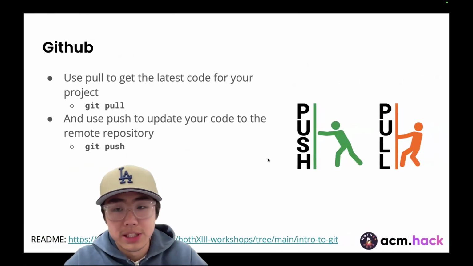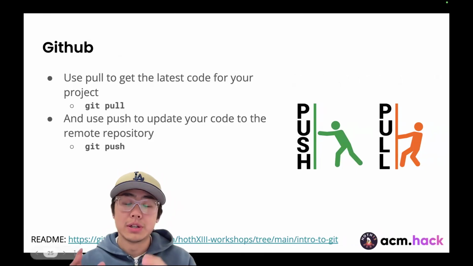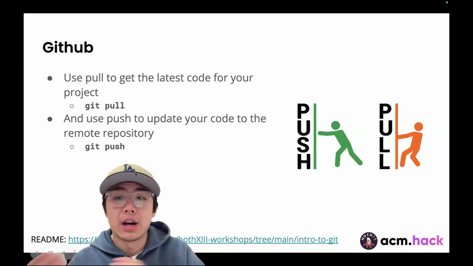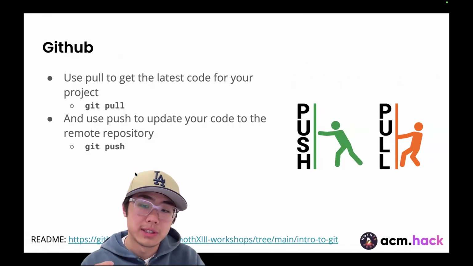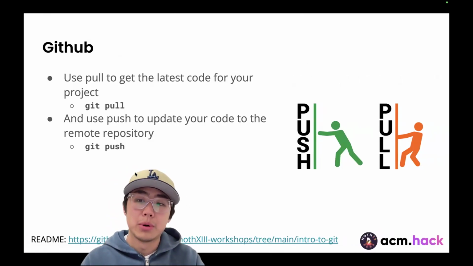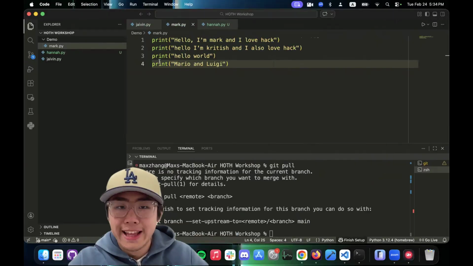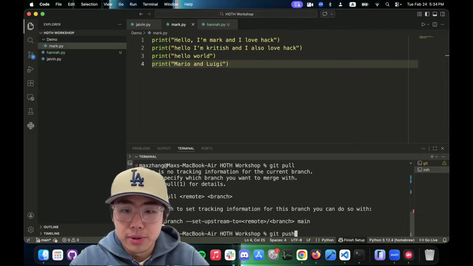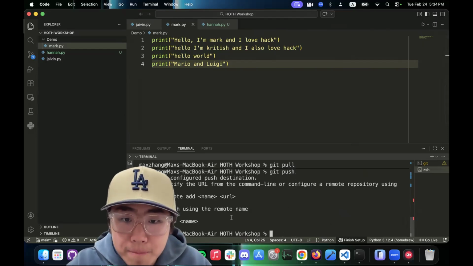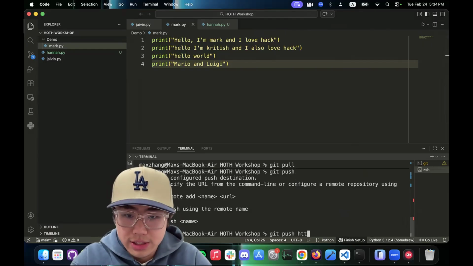I made some changes. Now git push, another command, is push your updated code back onto the online repository, right? Pull, pulls the newest code down to here, and then push it up to the online repository. So I made some changes, print Mario and Luigi, and then I use git push. And, oh, whoops, git push, and then that HTTPS.